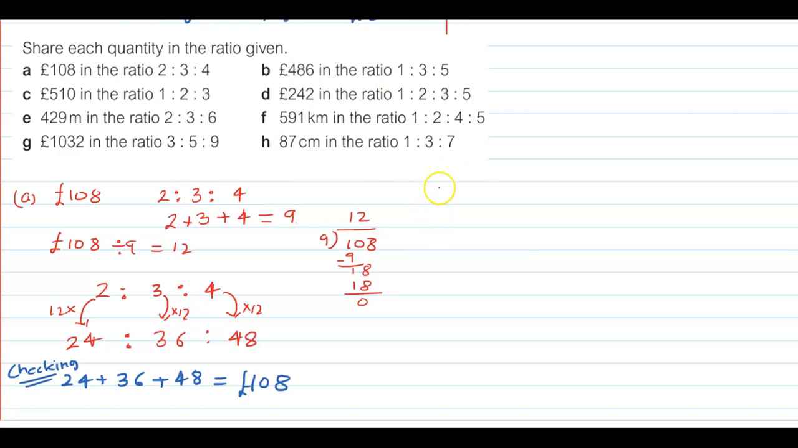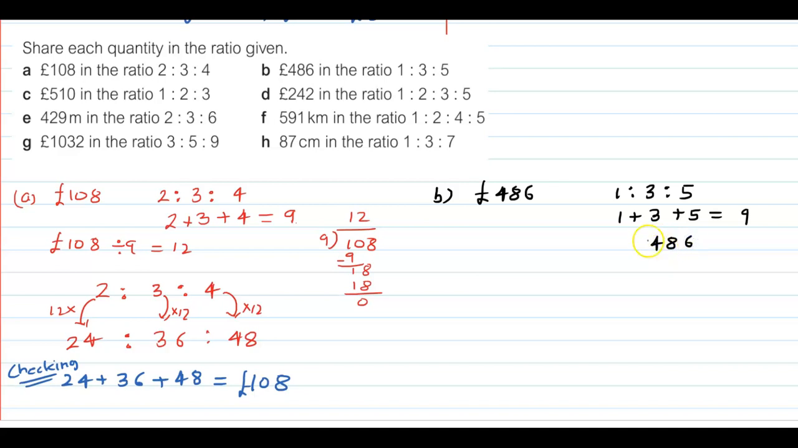So I'm explaining B part now. So B part is, it is given 486 and the ratio is 1:3:5. You add them. 1 plus 3 plus 5. If you add them, how much is it coming? 9. Yeah. Okay. Now what will be the next step?